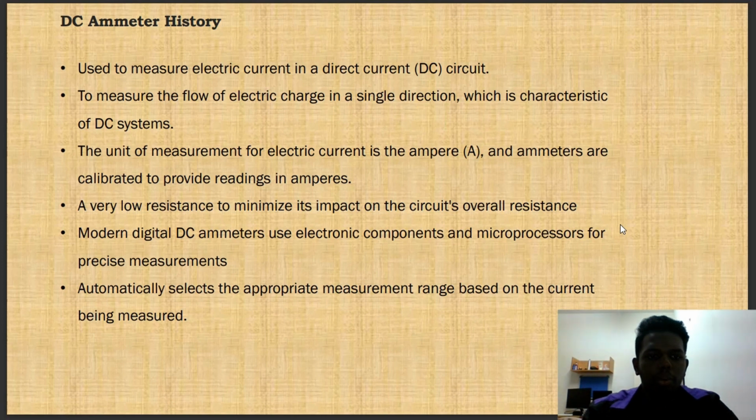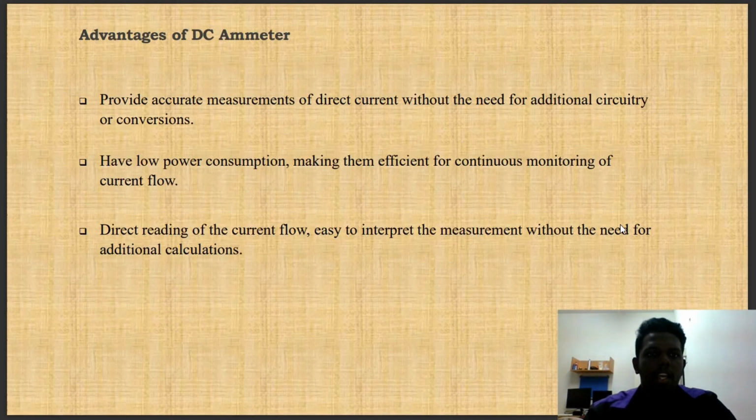Ammeters are calibrated to provide readings in amperes, and modern digital DC ammeters are used for electronic components and microprocessors for precise measurements. And the advantages of a DC ammeter: first, it provides accurate measurement of direct current without the need for additional circuitry. The second one is low power consumption, making them efficient for continuous monitoring of current flow.